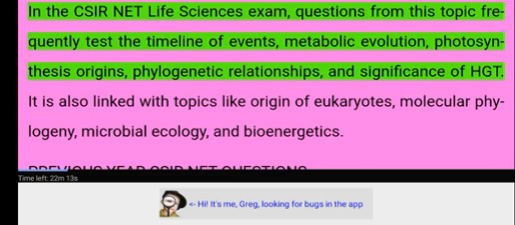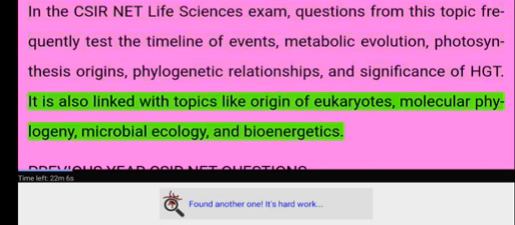In the CSIR-NET Life Sciences exam, questions from this topic frequently test the timeline of events, metabolic evolution, photosynthesis origins, phylogenetic relationships, and significance of HGT. It is also linked with topics like origin of eukaryotes, molecular phylogeny, microbial ecology, and bioenergetics.